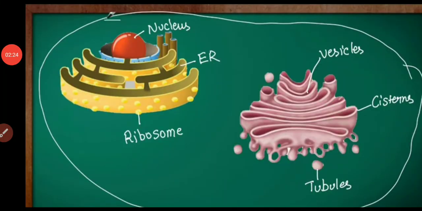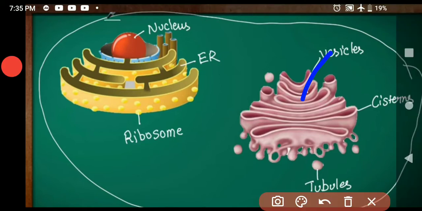Now we will study about the cell organelles. Cell organelles are present within the cytoplasm that are involved in many processes in the cell. For example, energy production, building proteins and secretions, destroying pathogens, and responding to external signals. Now see, this one is the diagram of the endoplasmic reticulum. Endoplasmic reticulum is connected with the nuclear membrane. See, this one is vesicles, cisterns and tubules.